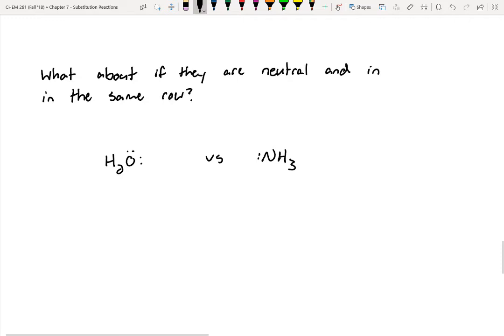All right, so let's talk about this as a class now. If we're looking at a neutral nucleophile in the same row and we're asking which of these lone pairs is going to be more accessible to be donated, the lone pair off of oxygen or a lone pair off of nitrogen, what do you think? Does anybody want to share?